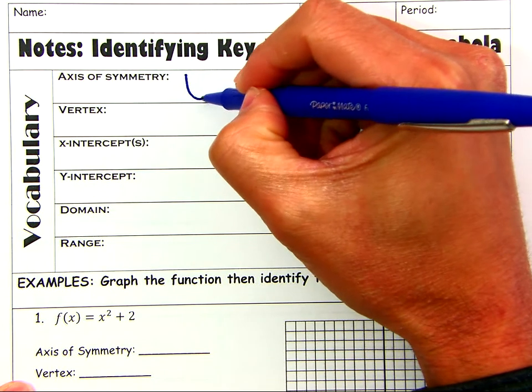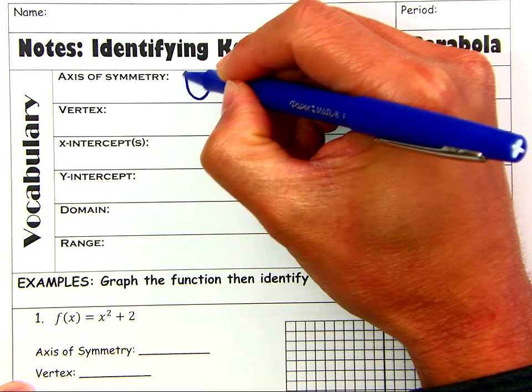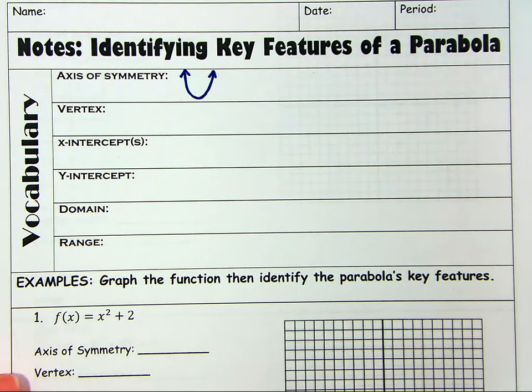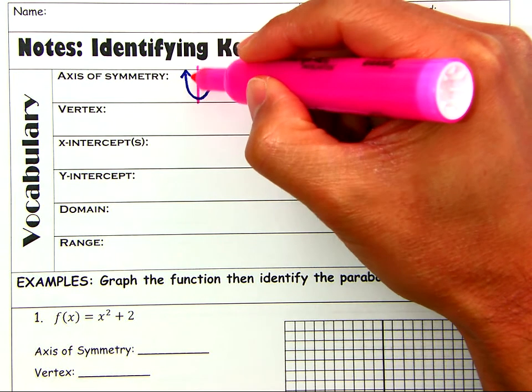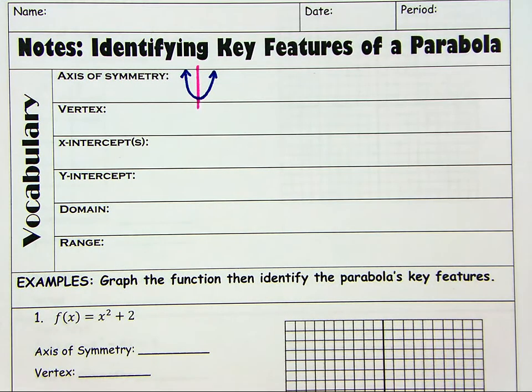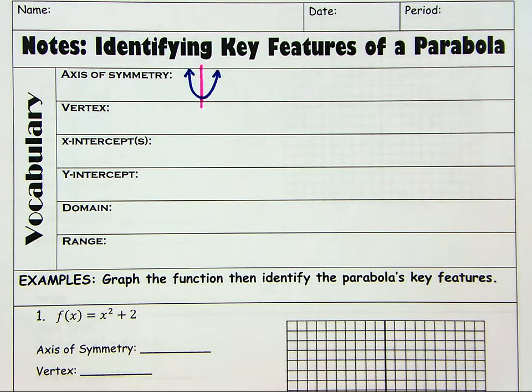So just to give you a visual, right, if this is a parabola, the axis of symmetry would be a vertical line that goes right in between the two mirror images, right? So the left side and the right side are mirror images of each other, and the axis of symmetry is the line that goes right down the middle. It splits the parabola in half. Okay?